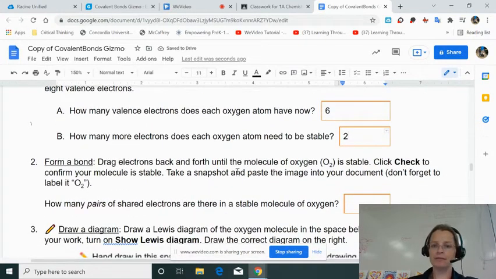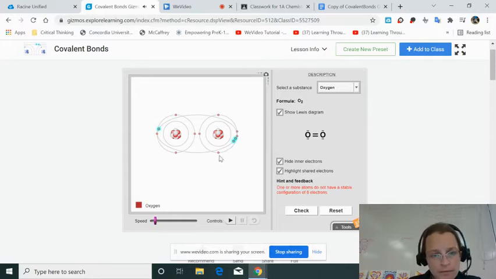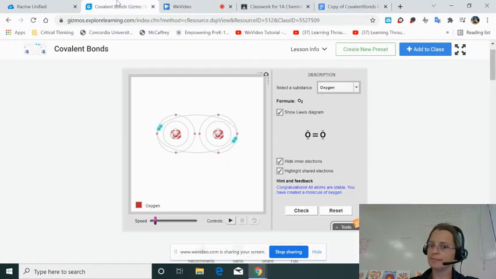Drag electrons back and forth until it's stable. Well, we can do that. Let's see. 1, 2. Let's check and see if it's stable sharing 2. No, not stable yet. So let's do it again. 3, 4. Now let's check. I didn't click that last one. So yeah, they're stable. How many pairs of shared electrons? Let's take a look. So you have one pair there, one pair here, so 2.